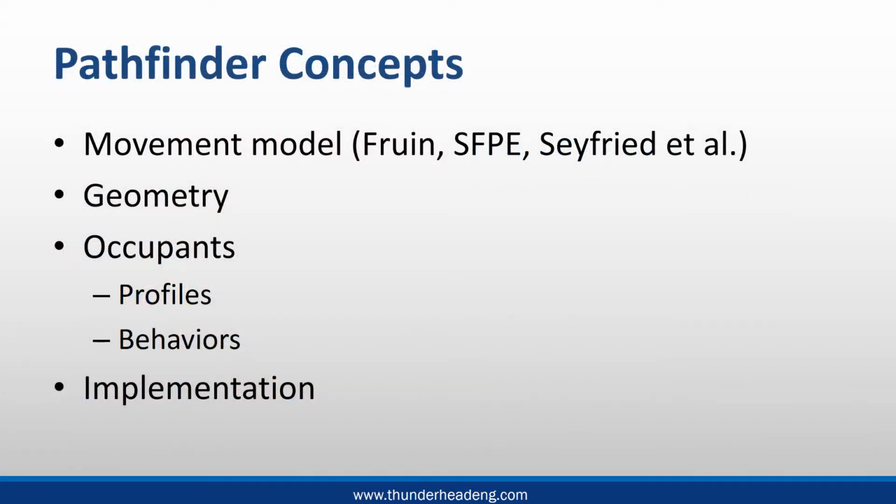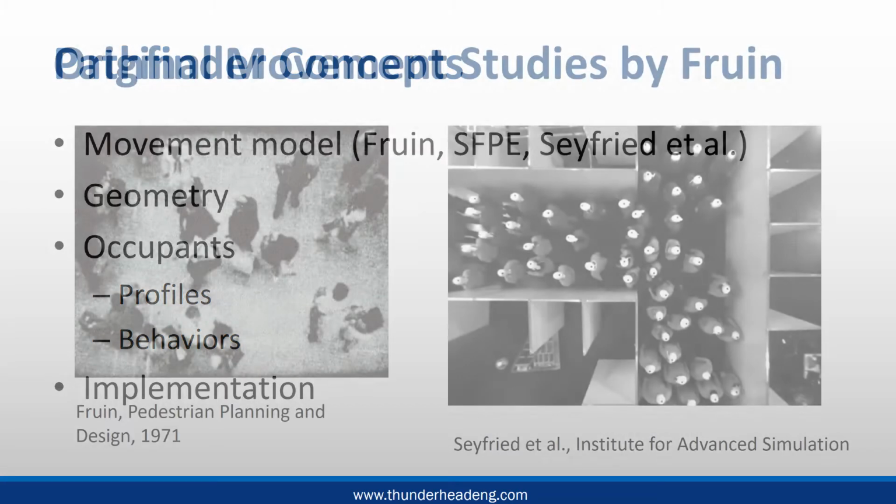I'm going to break my talk into two parts. In the first part, I'm going to talk about some of the basic concepts we use in Pathfinder. That will include the movement model, how we describe the space on which occupants walk, and how each person in the model is an agent that can make independent decisions. In the second part, I will give some examples of Pathfinder in action.